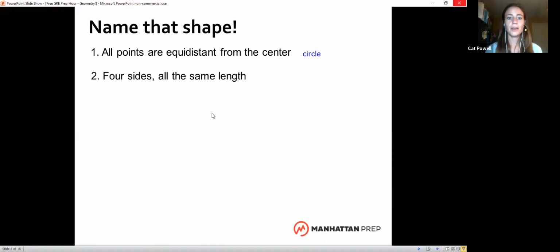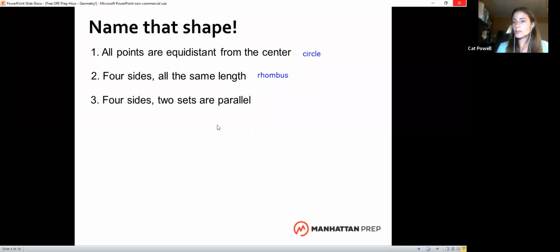Nice. Four sides, all the same length. Ah, this is a tricky one. It could be a square, but it doesn't have to be a square. For me to be certain that this statement described a square, you guys got it. This is a trick one. This is a rhombus. So if all I know is that there are four sides that are all the same length, then what I have is a rhombus.